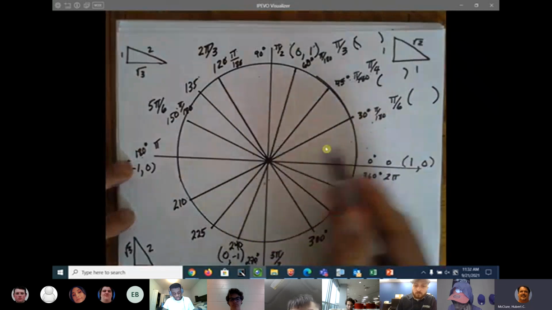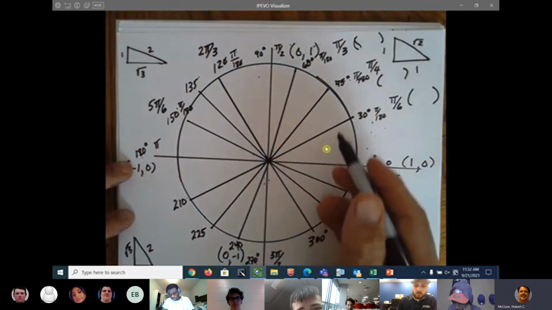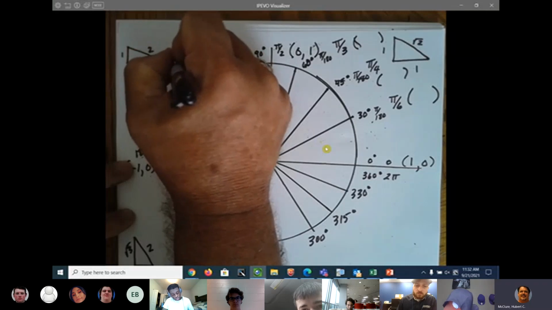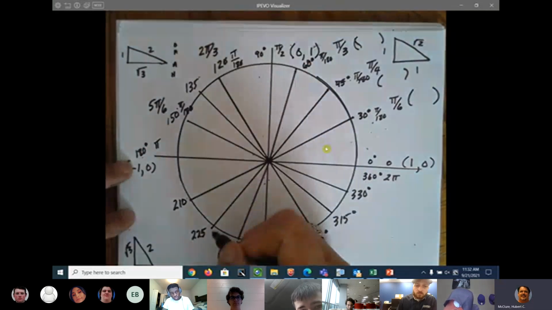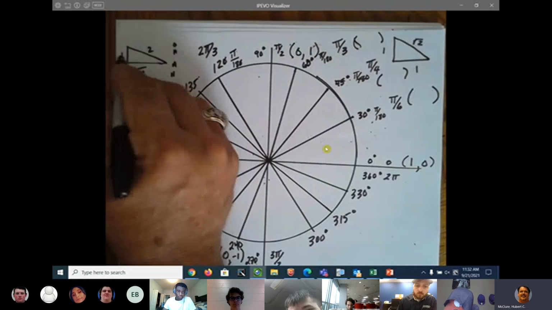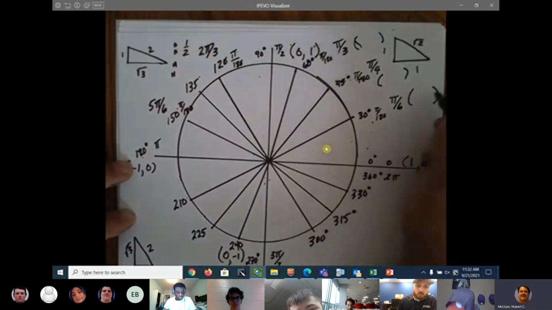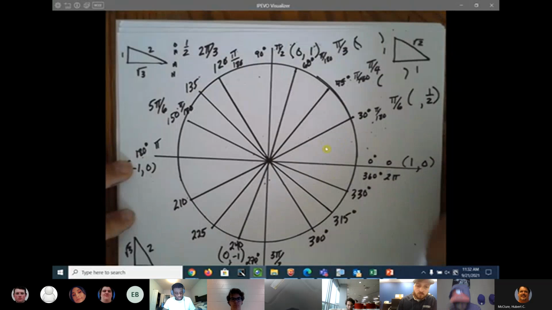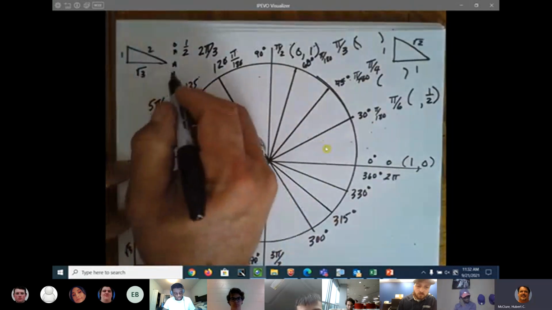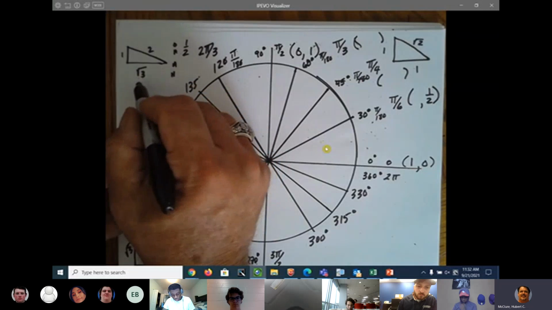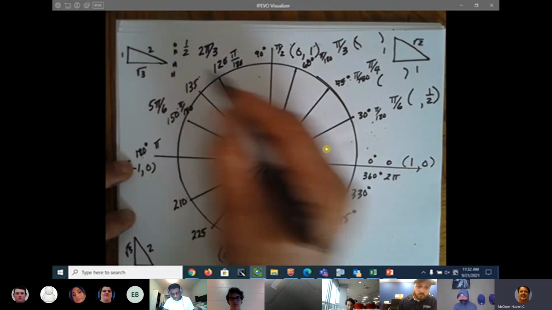Okay, so the 30-degree angle, the sine, Oscar had a hump. So we know that this is the opposite. So 1 over 2 is the sine. And the cosine is, I'm sorry, the square root of 3 over 2.